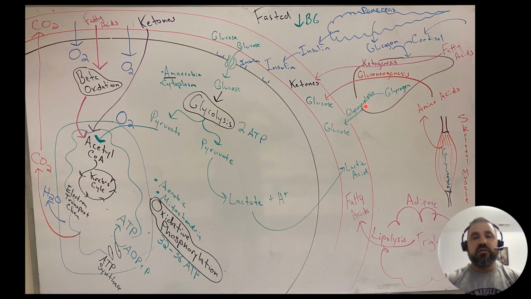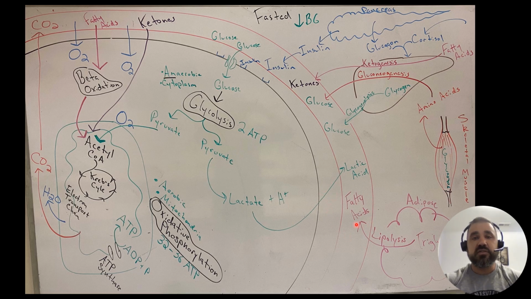Now, what about the other macronutrients? And what else happens in other tissues? We break down fat, right? If you don't eat, you're going to break down fat. So we break down these things called triglycerides. We store fat as triglycerides. It's a glycerol molecule bound to three fatty acids. We go through this process called lipolysis. That's breaking triglycerides down and dumping these fatty acids, so these free fatty acids, into the blood.